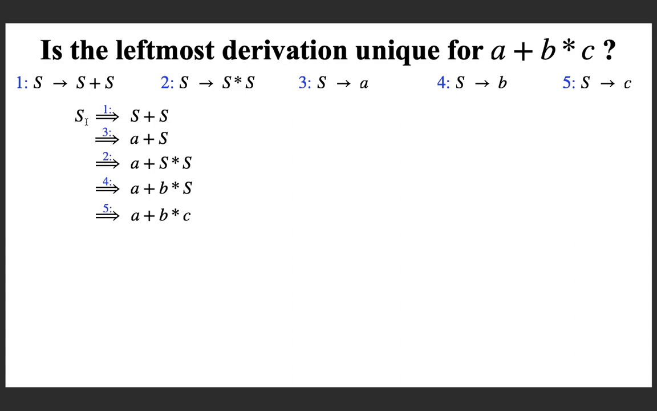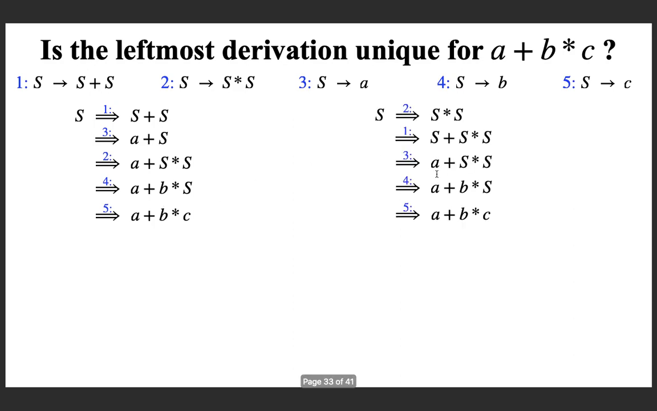Here the sequence of productions from the start symbol applied is 1, 3, 2, 4, 5, where in each step you replace the leftmost variable. Now the question is, is it possible to have another leftmost derivation, that is a different sequence of productions, which will let you derive the same sentence? Here the answer is yes, you can have another one. See that here you started with production number 1, here you started with production number 2. The productions applied are 1, 3, 2, 4, 5 here, and 2, 1, 3, 4, 5 here. So, 2 different leftmost derivations are there.